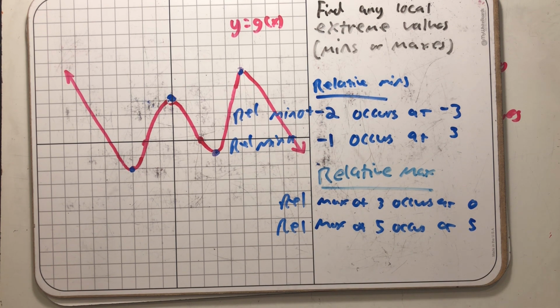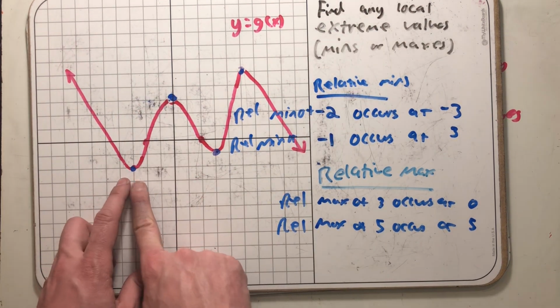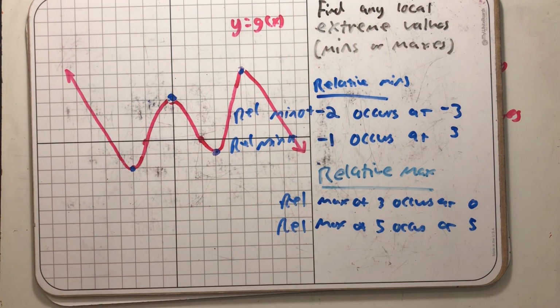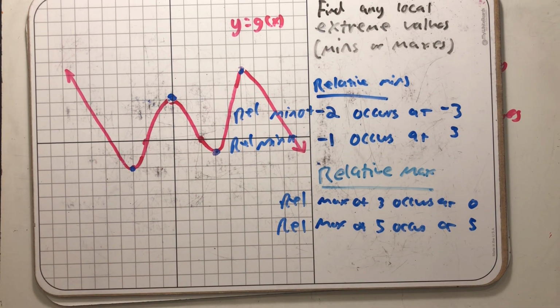The big thing to hold on to is minimums. They're the bottom of a curve, just near that point. Maximums are the top. The max or min is a y value, and it occurs at an x value.